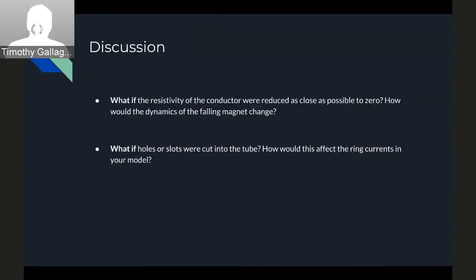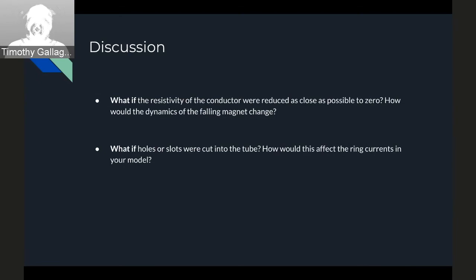Moving on to the discussion of the first question. What if the resistivity of the conductor were reduced as close as possible to zero? How would the dynamics of the falling magnet change? The braking force would gradually reach a point that would greatly slow the magnet. The closer to zero, the slower the magnet would fall in this experiment.